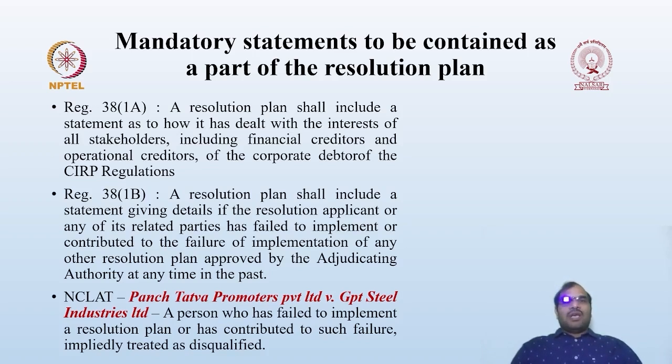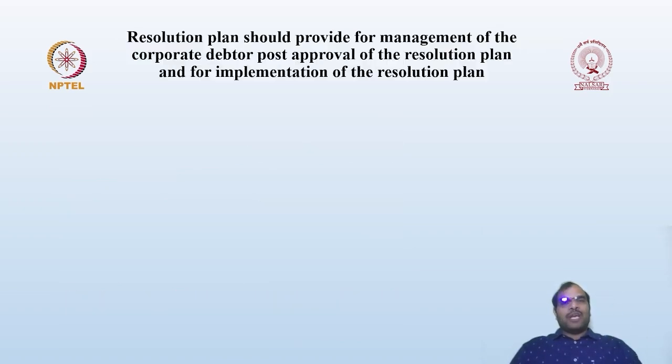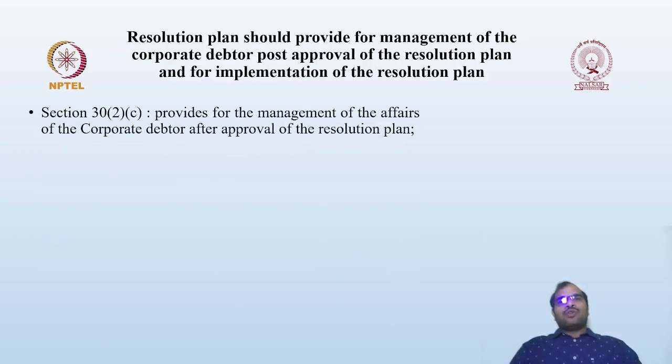Okay, so if any resolution applicant has already filed a resolution plan in some other case and failed to implement such resolution plan previously, then in such cases, that applicant is not eligible to act as a resolution applicant in this case. Okay. Then the resolution plan should provide for management of the corporate debtor post approval of the resolution plan.